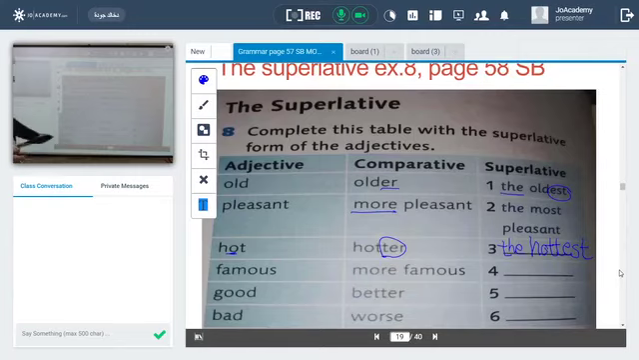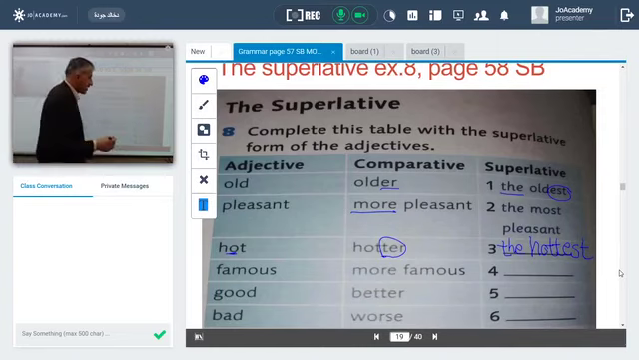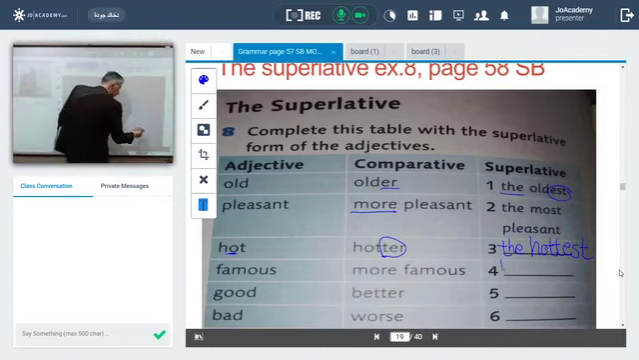Famous is famous, مشهور. He's a famous man. If I say this player is more famous than the other, I compare between two people or two cars. This car is more famous than yours. If I say it is the most famous, I need to write the most.